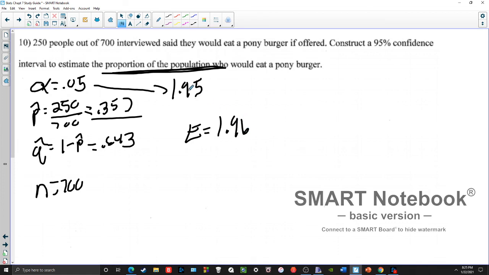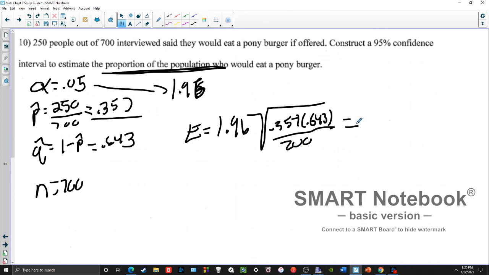I don't know why I put a 5 up there. 1.96. And then once you get 1.96 down, you're going to multiply it by the square root of p hat, which is 0.357, and then q hat, which is 0.634, all over my massive n value of 700. You multiply this through, and you end up getting a roughly decent answer, actually, of 0.035.